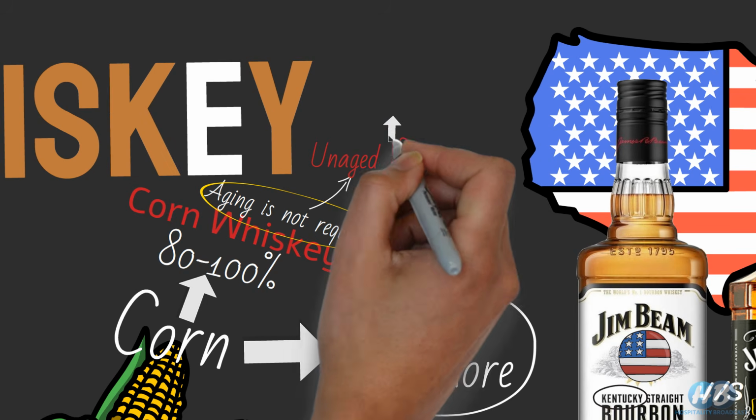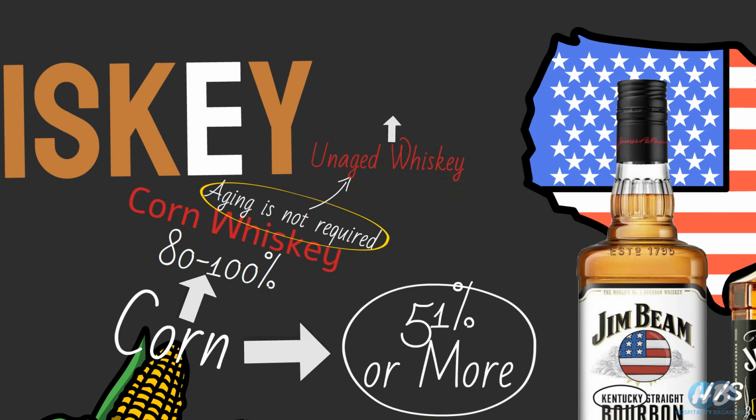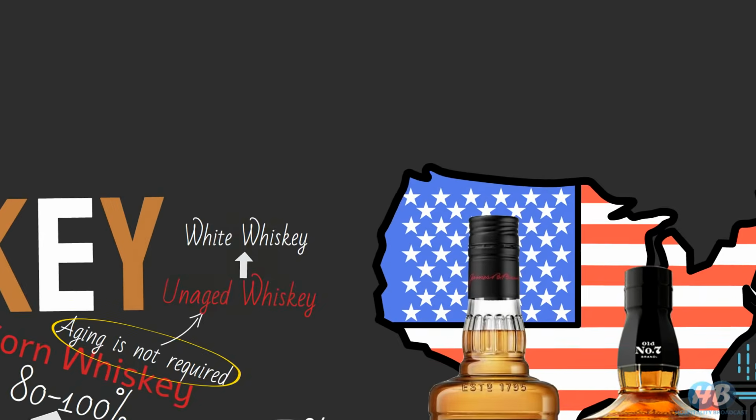For unaged whiskey, I remember one more term, white whiskey. Normally, a whiskey is a clear spirit before going into a barrel for aging, and any whiskey which is not aged and directly bottled is called white whiskey. Related to white whiskey, there is one more term, Moonshine whiskey.